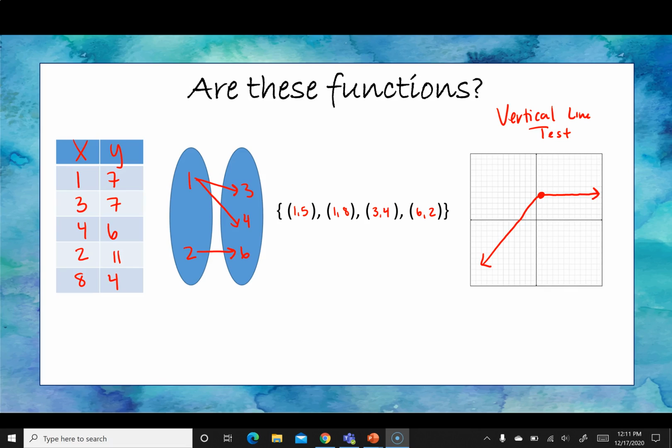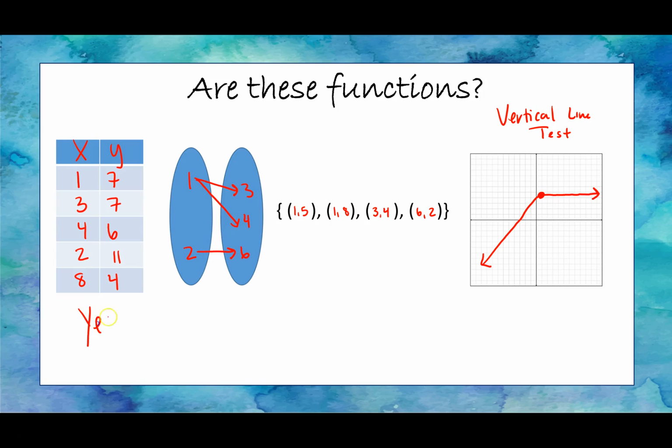All right, hopefully you're back, and you should have gotten a yes for this one, because there's no repeats in the x's that go to multiple answers. This one's a big fat no, and the issue is because the 1 goes to 2 different numbers. This one here would also be a no. The issue is that 1 goes to 5 and 1 goes to 8. And this last one here is a yes, and the reason why is there's no place where I can draw a vertical line and it hits more than one place on that graph.